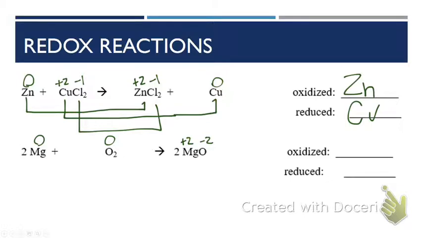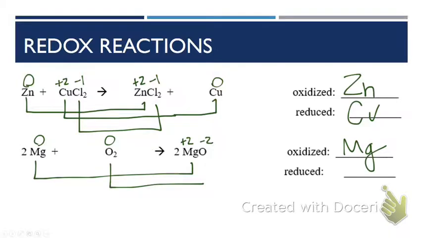So looking at our next example, magnesium is going from 0 to +2. The charge is going up, so that's being oxidized. And oxygen is going from a 0 to a -2. Its oxidation number is going down, so it's being reduced. Oxygen's being reduced, not oxidized. So that is those two examples.